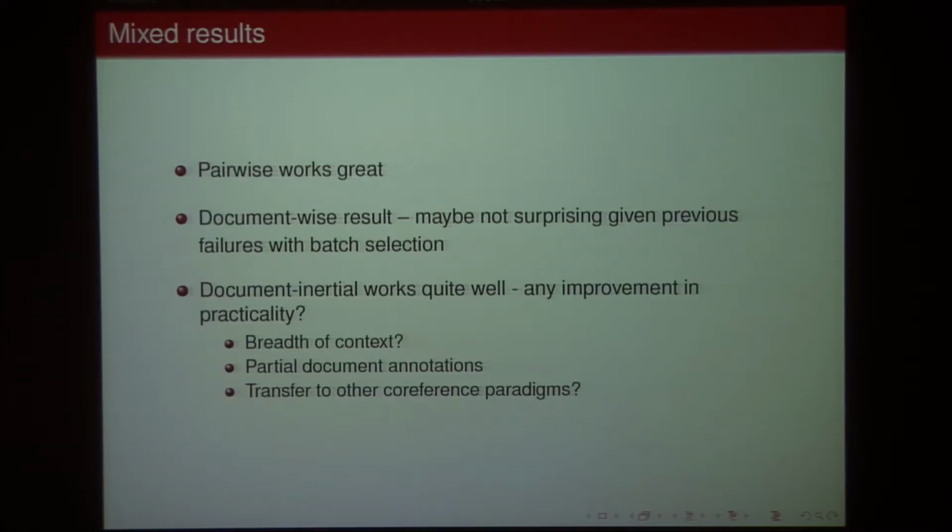So a little bit of discussion. Pairwise works great. That's very good to see. The document-wise result, given some of the previous literature that shows that it can be difficult to do batch selection, maybe shouldn't be that surprising. It's very difficult to do, and with document selection, you're handicapping yourself a little bit more because you're not even taking 50 best examples. You're taking 50 random examples with 1 or 2 of them being really good. So from hindsight, maybe it's not that surprising that it doesn't work. And the document inertial method works pretty well.